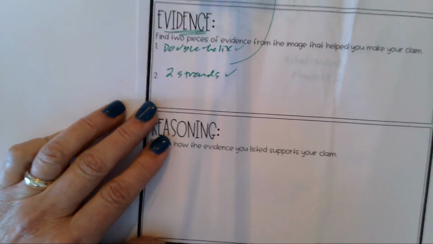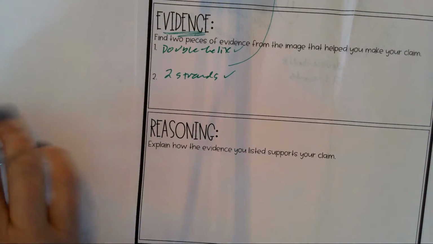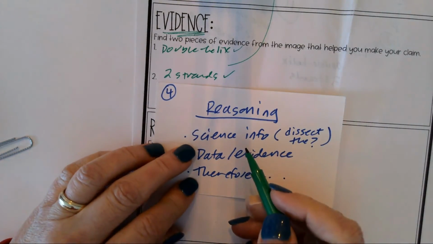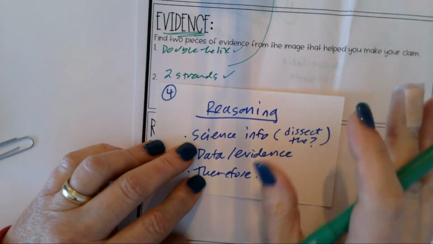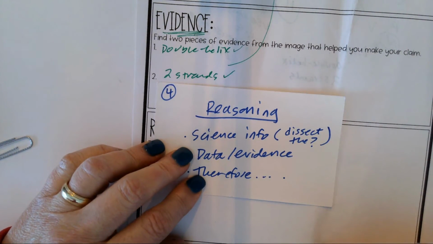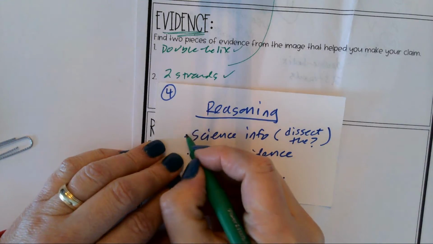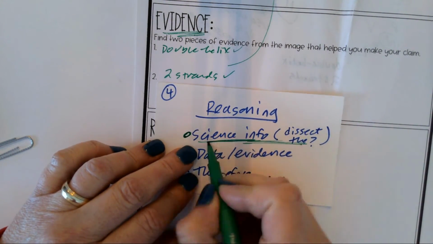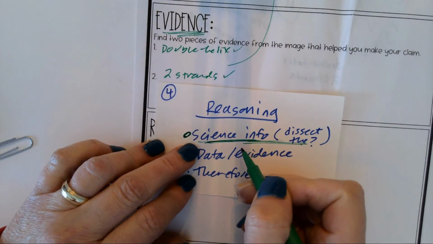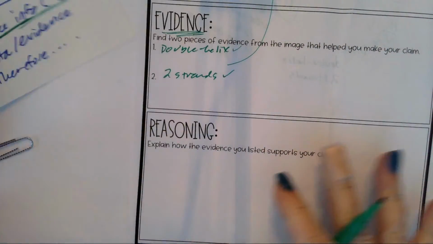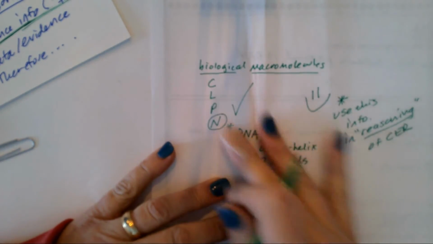Now is the reasoning. So the reasoning part, what you want to do, and I want you to do this on your own, I want you to start out your reasoning, and this is just a scaffold. This is just to help you organize your thoughts and set up the reasoning in an organized manner. So the first thing you want to do is do an intro sentence or 2 about the scientific information that you pulled out of the question in the very beginning. Well, where do we get that scientific information? If we turn our paper over, this is our scientific information.